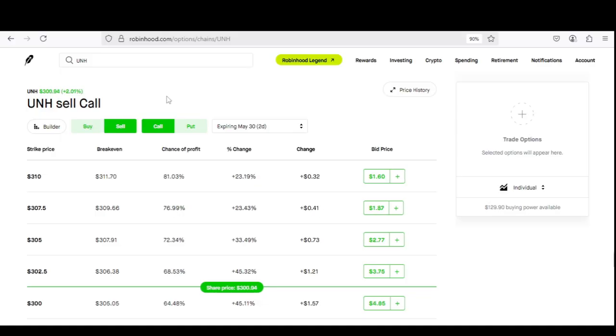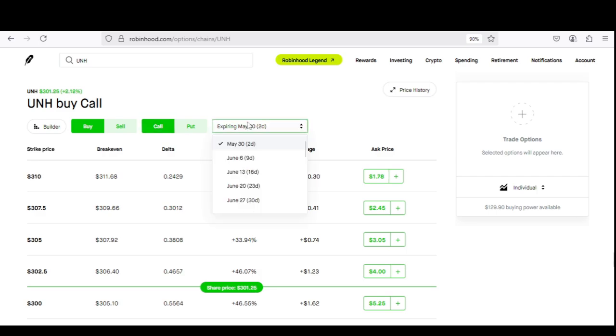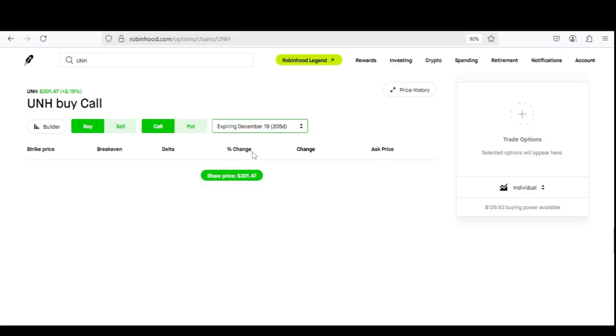Now, because there's such a huge gap between the price and the value, this is the option strategy I would be using. So I'm going to go to buy. I'm going to go to call and I'm going to choose the expiration date. The expiration date I'm going to be going with is going to be December 19th. That's going to give me 205 days to expiration. There's a reason why I chose such a long expiration date, and I will tell you why as the video goes along. So let's go ahead with the December 19th.